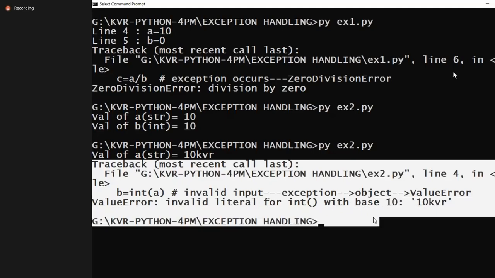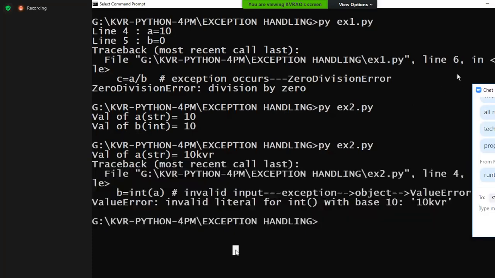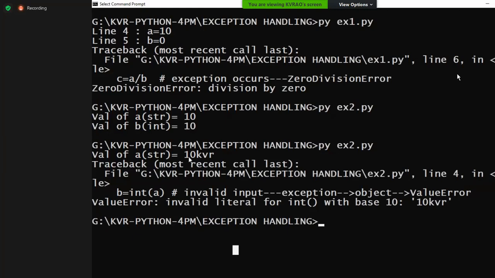So, what exceptions have you seen? Division by zero error. Why is that exception coming? Because of division by zero. ValueError is coming because of what? Wrong inputs you are passing. Unable to convert. Invalid numbers you are trying to convert.